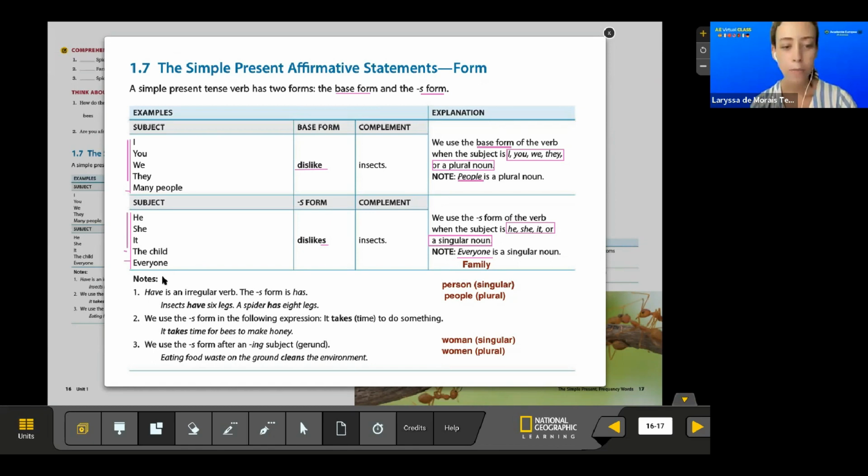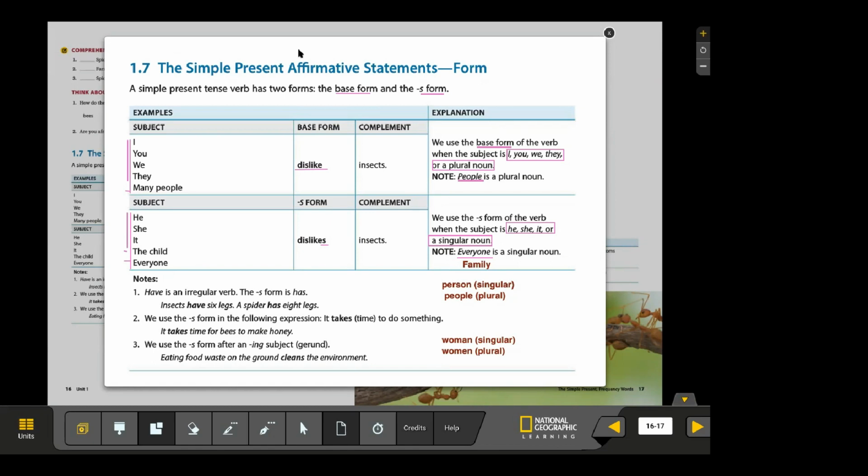Okay, Hesser, can you read number 1? Of course. Had is an irregular verb. The S form is has. Insects have 6 legs. A spider has 8 legs. We use the S form in the following expression. It takes time to do something. It takes time for bees to make honey.